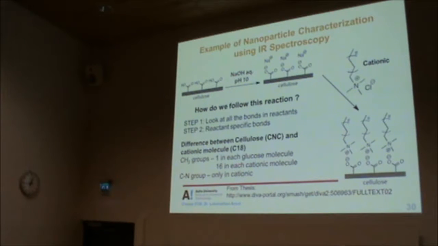Now CH2, if you remember, gives a very high intensity infrared stretch. So if this reaction goes through, you will find the peak corresponding to CH2 groups increase if the reaction is successful. And the other thing is, like I said, the CN group, that is something new that was not in the original sample. So you will also find peaks corresponding to CN.